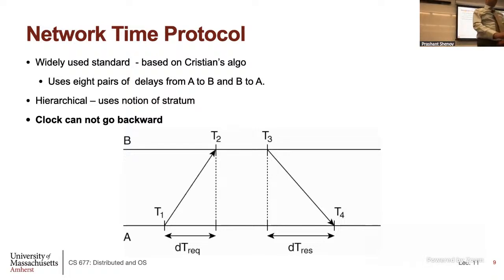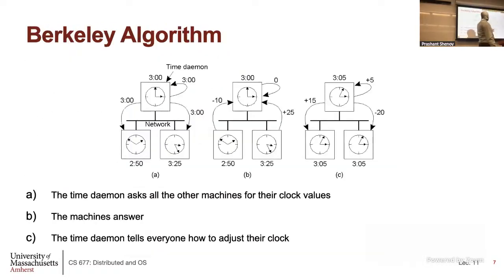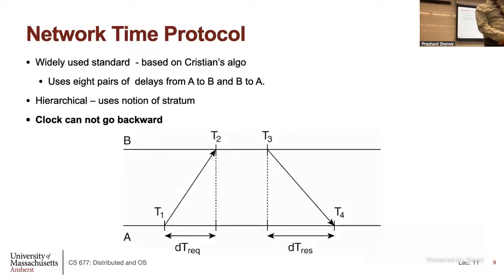But the other thing I did want to mention for NTP is there's one additional difference that I didn't talk about for Christian's and Berkeley algorithm, is that your clock in NTP cannot go backwards. Okay. So if your actual clock is running fast, then the Christian's algorithm can say move it back by 5 minutes. Berkeley algorithm, you saw an example where we actually moved this clock back 20 minutes, right? And NTP, the assumption is that clocks can move forward, but you are never going to move a clock backwards.